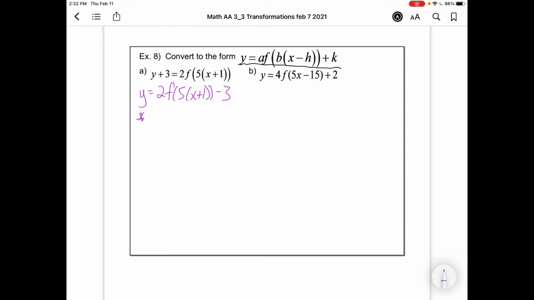That 2 out front means a vertical stretch by a factor of 2. And if it were the final exam, we'd probably write by a factor or by a scale factor. I'm just doing it quickly, so I'm writing multiplication. We've got a horizontal stretch by a factor of 1/5. We're moving left 1, and we're moving down 3. Okay? Those are our translations.